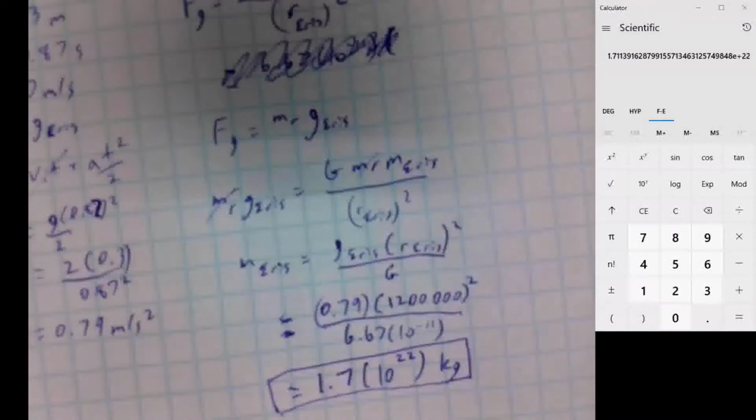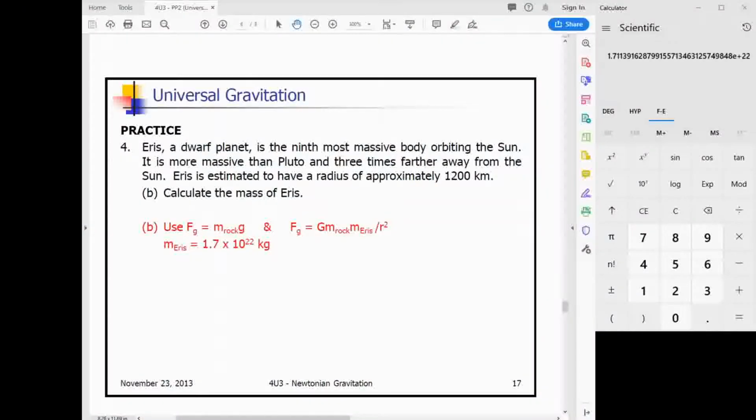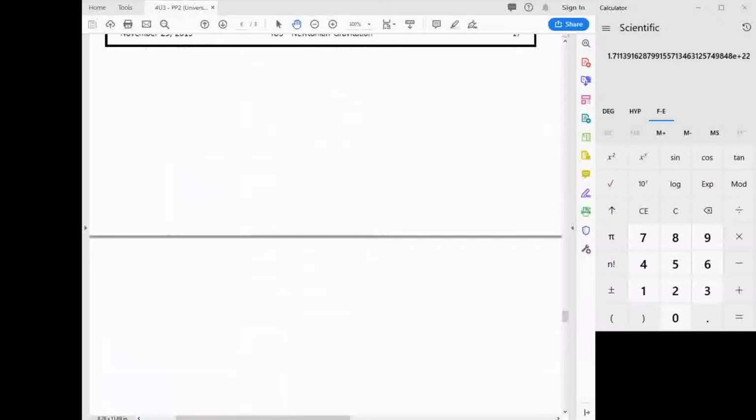One of the common problems I get is, how do I solve this if I don't have the mass of the rock or the object that falls? You don't need it. You can cancel it out just as we've done here. Okay, going back to the presentation, we're almost done.